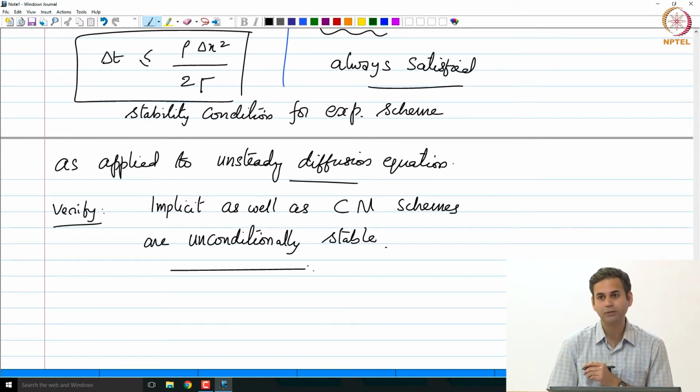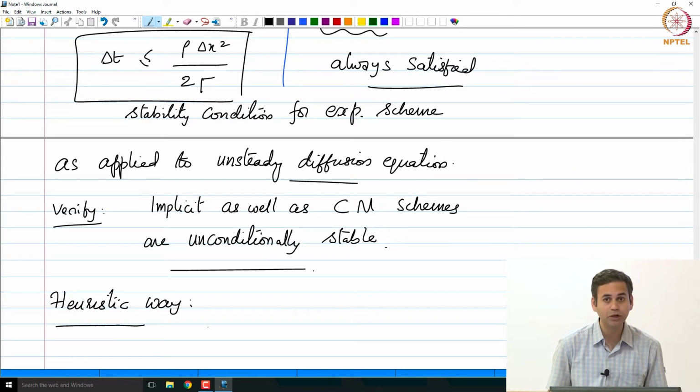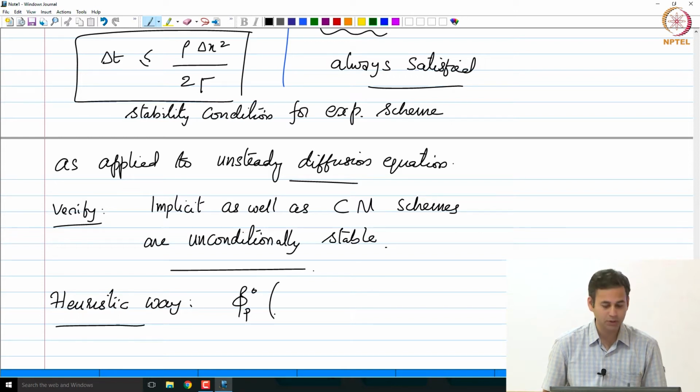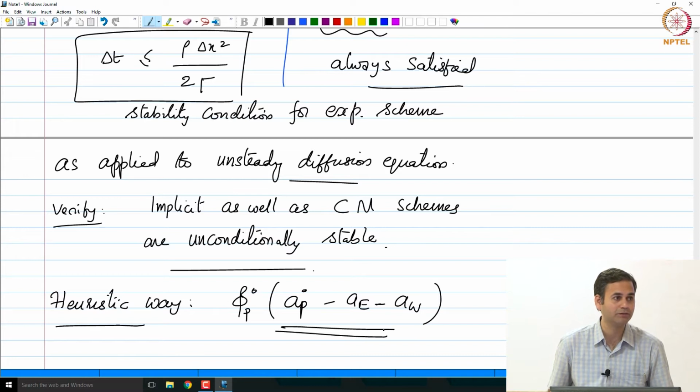Okay. Now, we have done this von Neumann stability analysis, but then we have also talked about this other analysis, which is the heuristic way, where we set the coefficient of phi p 0, which was a p 0 minus a east minus a west, right. This value should not become negative, right. We said that in a heuristic way, saying that because we are solving a diffusion problem, an increase in the phi p value at the previous time step should not cause a decrease in the phi p value at the current time step, right.